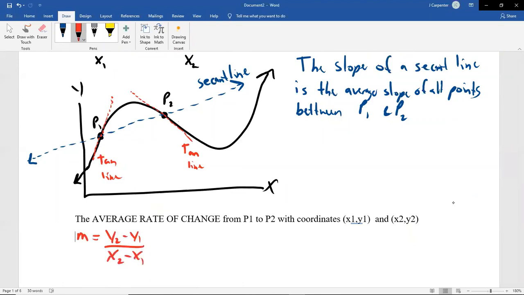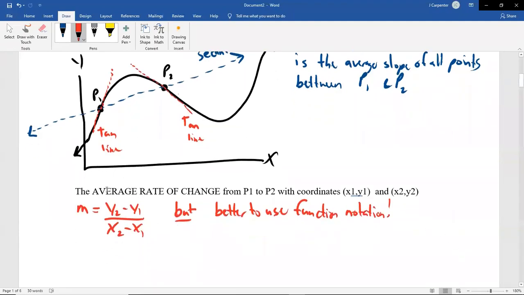But it's better to use function notation. So function notation, instead of y1 and y2, you have f of x1 and f of x2. So y1 is f of x1, and y2 is f of x2.